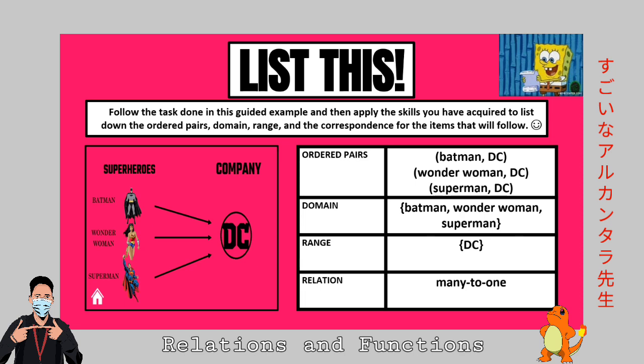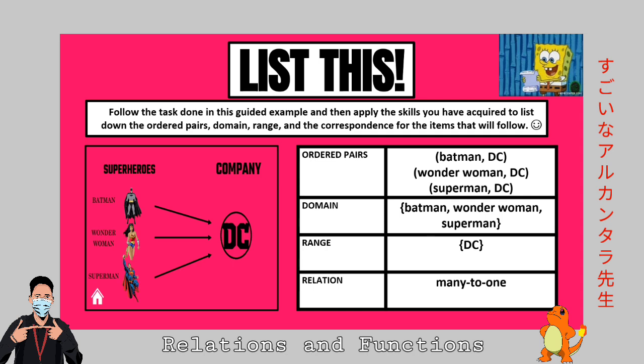Always remember that the left side is what comes first and the right side is the next one. Same case with ordered pairs, the x comes first followed by the y. So the ones on the left side are under superheroes, right? We take note of that as the x values, and since the company is on the right side, we take note of that as the set of y values. As the ordered pairs go, we have Batman and DC, as Batman corresponds to DC, Wonder Woman corresponds to DC, Superman corresponds to DC. So that's how it works.